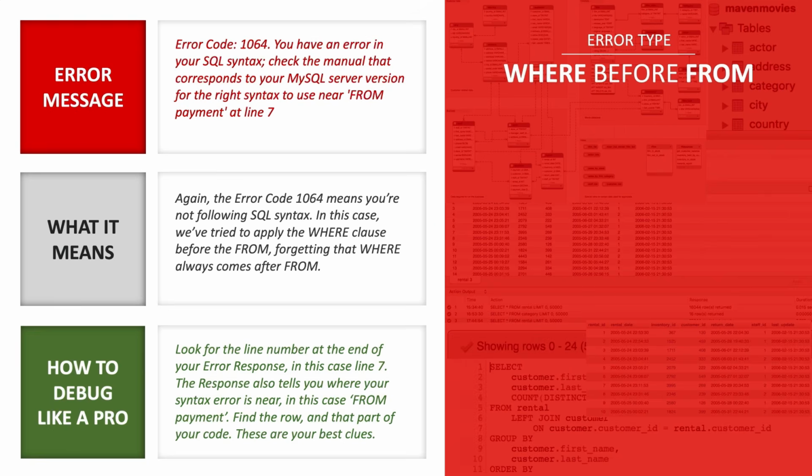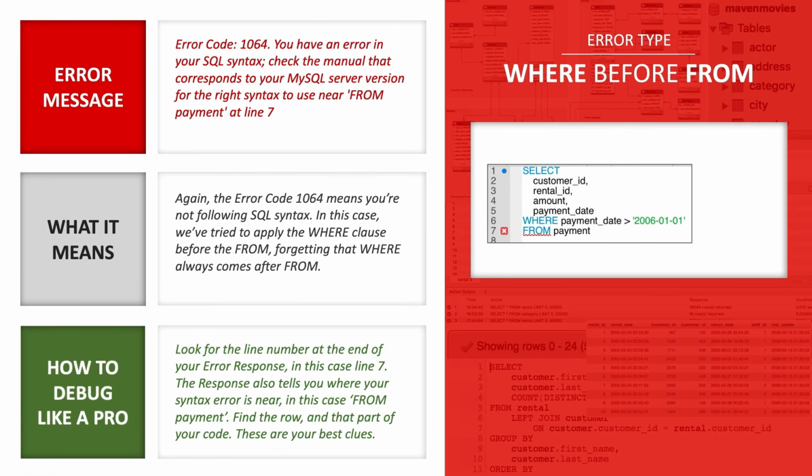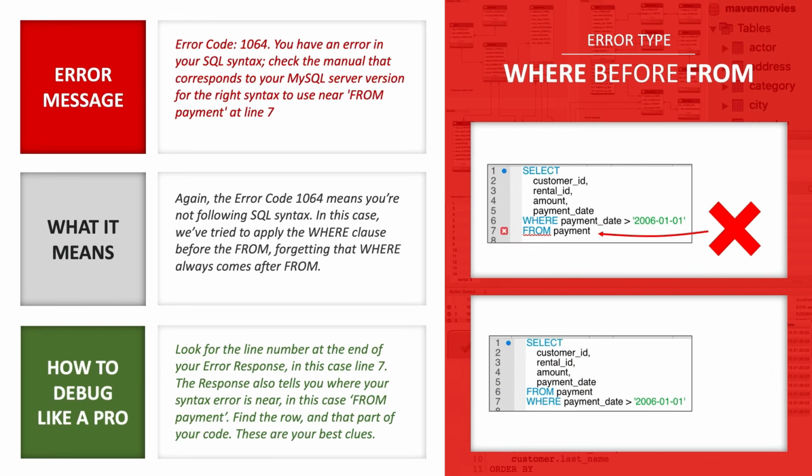So we're going to look at our query again, and we're going to see if we can figure this out. We see we have an error on line 7, and it's near from payment. From looking at that error response, we realize that we have our from after our where clause, and SQL doesn't like it. In order to correct it, we'll switch the order. We'll have from, and then we'll have where afterwards. Let's go back and run that.